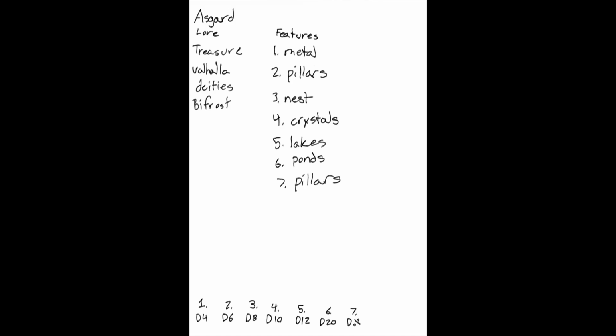When we get to features, 1 is metal, 2 is pillars, 3 is nest, 4 is crystals, 5 is lakes, 6 is ponds, 7 is more pillars. I might be banking on luck a little too much on this one. I am kind of hoping that the pillars give us some way to like represent Valhalla. That would be really cool.